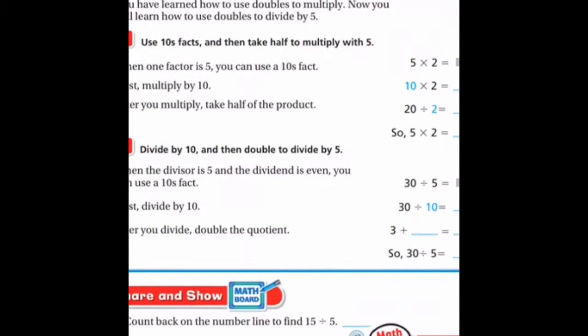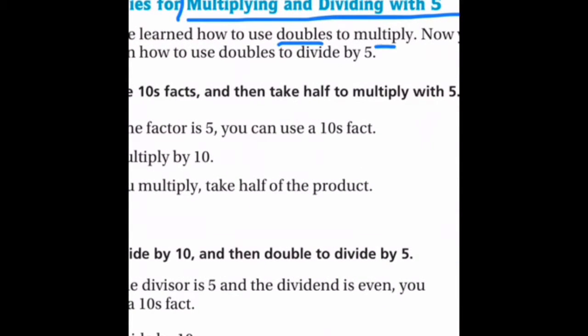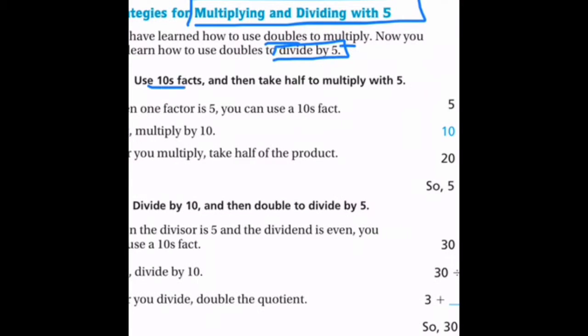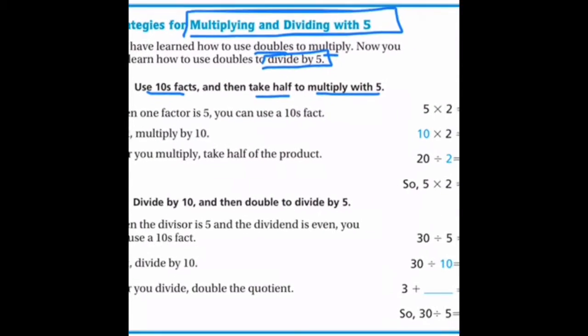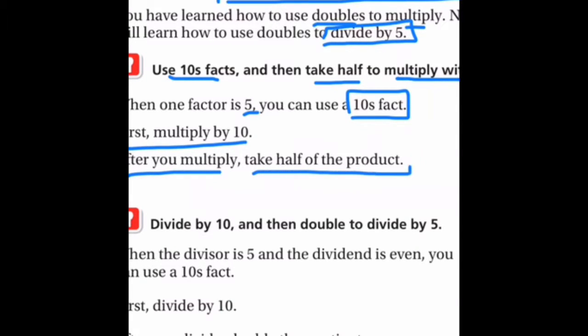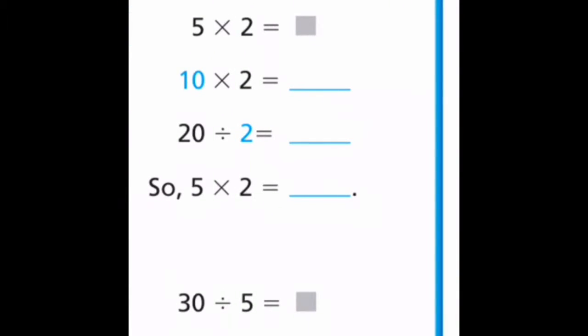Okay, so strategies for multiplying and dividing with 5. You have learned how to use doubles to multiply. Now you will learn how to use doubles to divide by 5. So we're going to use tens facts and then take half of that to multiply with 5. Let me show you. When one factor is 5, you can use a tens fact. So first you multiply by 10, and then after you multiply, you take half of the product or half of the answer. So for example, here we have 5 times 2.